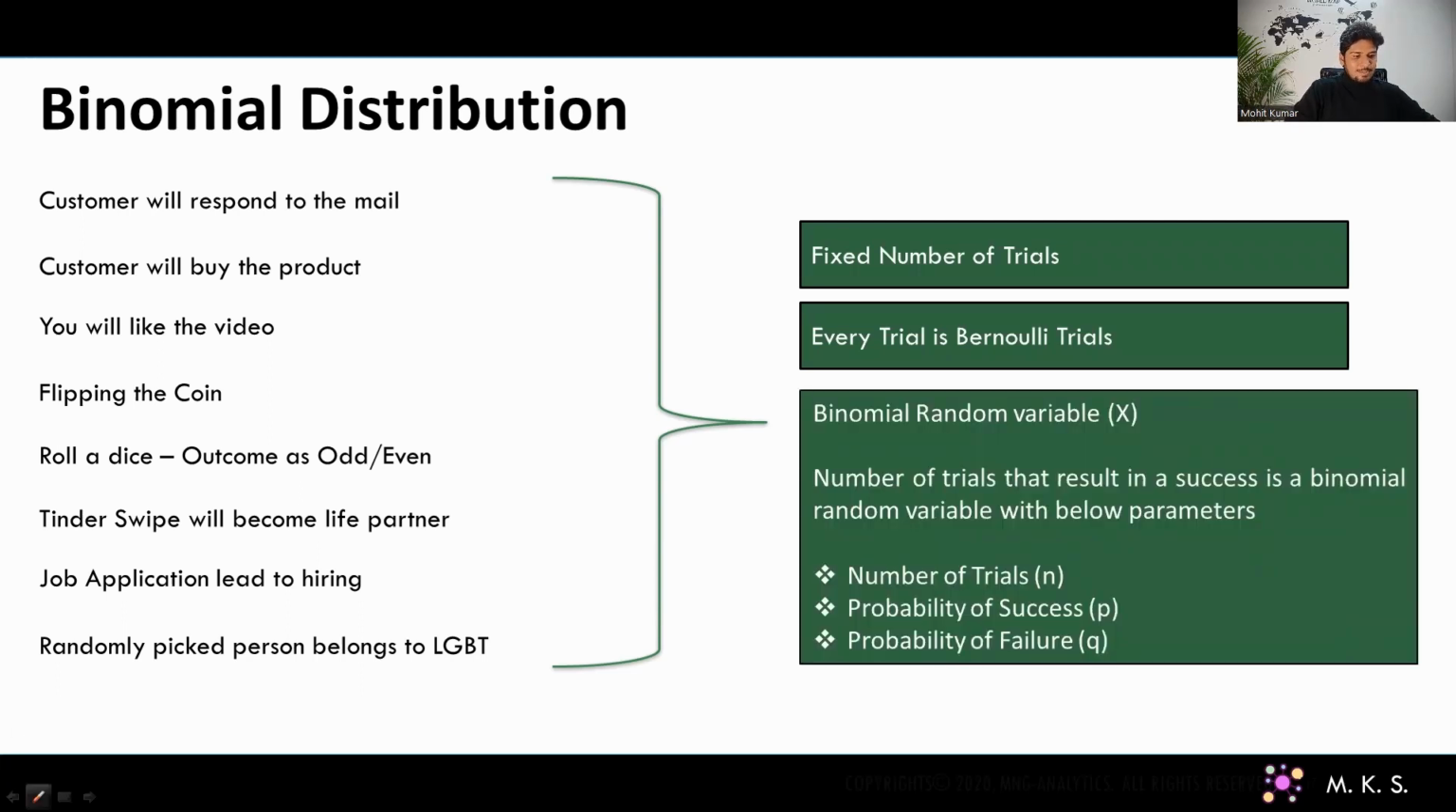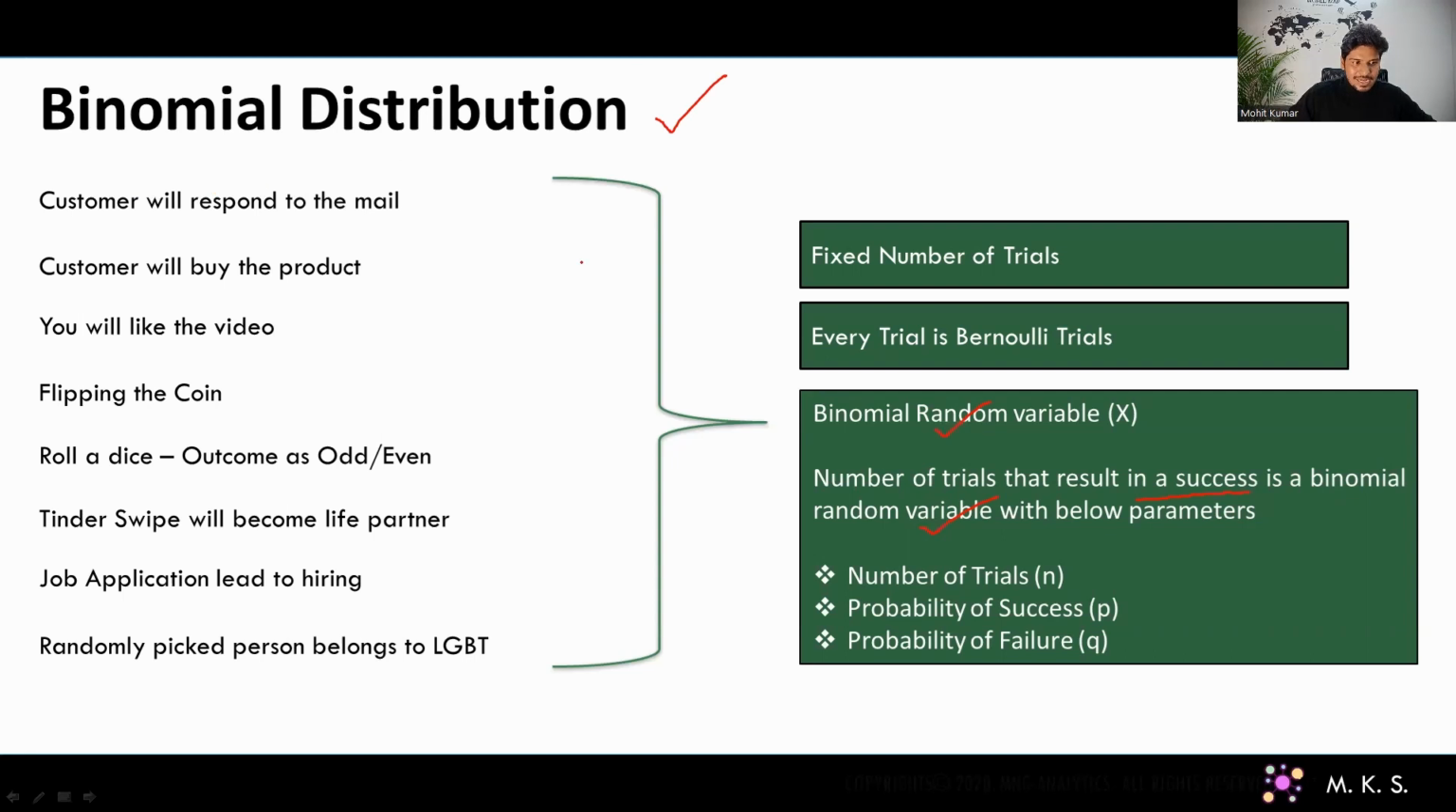Now, what is binomial random variable, guys? Binomial random variable is defined as the number of trials that result in a success. We call it binomial random variable. And this binomial random variable will have a probability distribution. That probability distribution, we call it binomial distribution, guys. So binomial random variable will have binomial probability distribution. I hope this is clear.